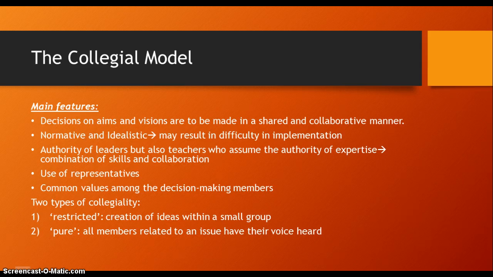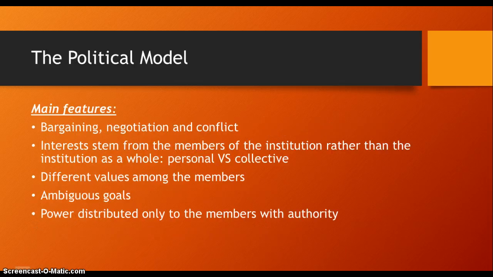Common values among the decision-making members include 2 types of collegiality. Number 1, restricted, which is the creation of ideas within a small group. Number 2, pure, where all members related to an issue have their voice heard.